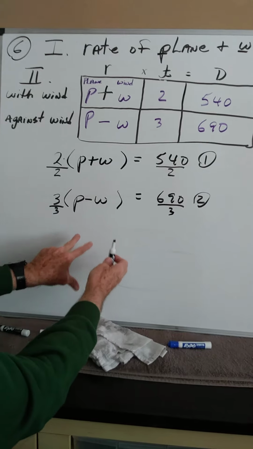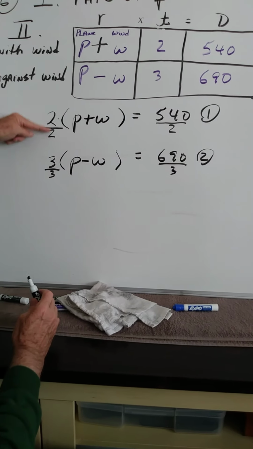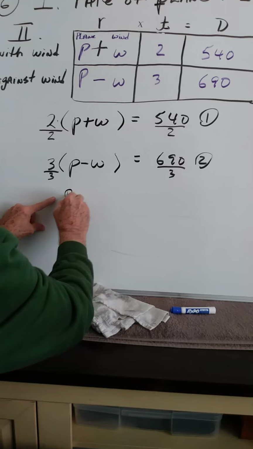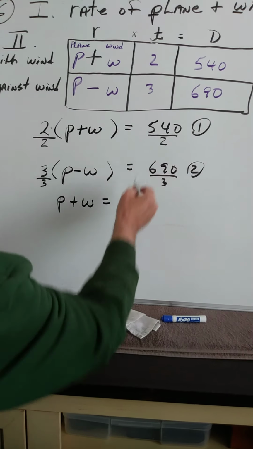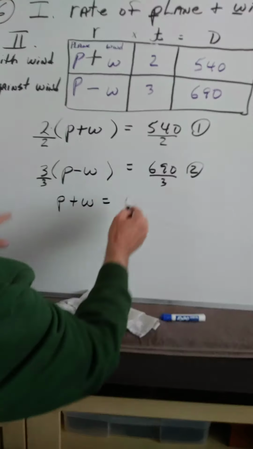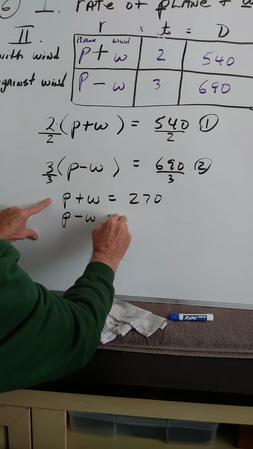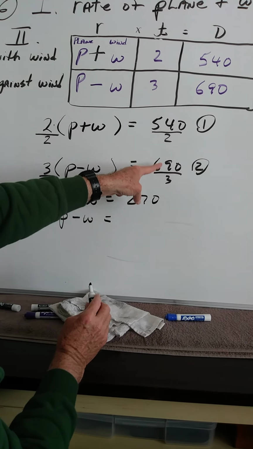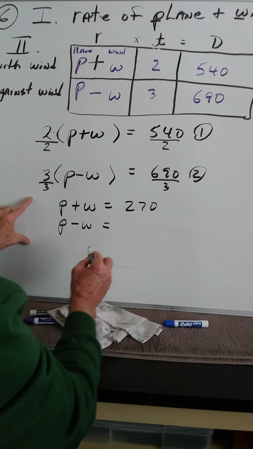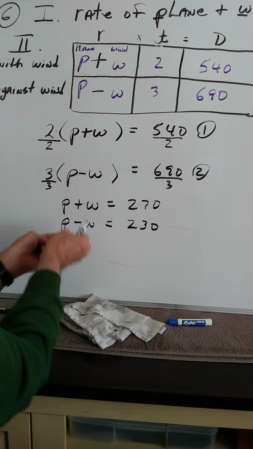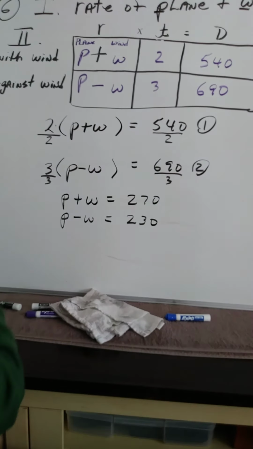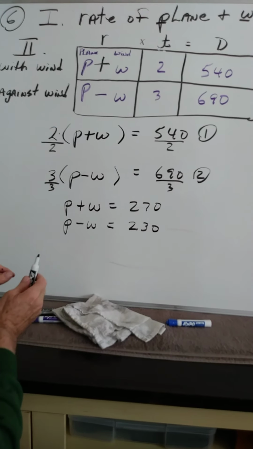Now let's bring down our brand new system. They cancel. You're left with P plus W is equal to 540 divided by 2, which gives us 270. The second one, they'll cancel. We're left with P minus W is equal to, divide 690 by 3, and that will give us 230. Here's the brand new system. Ignore this one now up here. That was the initial one that we got from the chart. This is the one that we're going to work with.